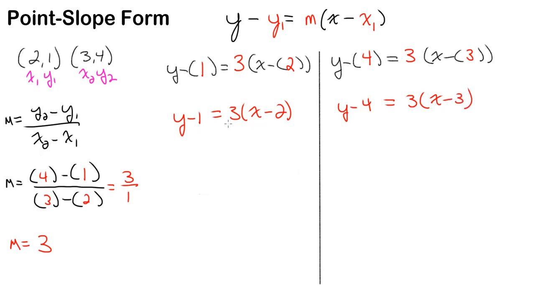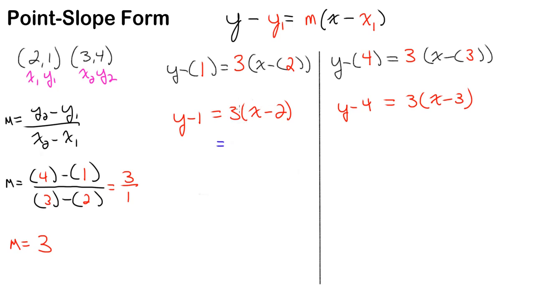Now, both of these equations are correct point-slope form equations for the line that passes through these 2 points. And they may look different because they use different numbers, but these equations are actually equivalent. And I'm going to prove that to you by converting them both to slope-intercept form. So let's do the one on the left first.